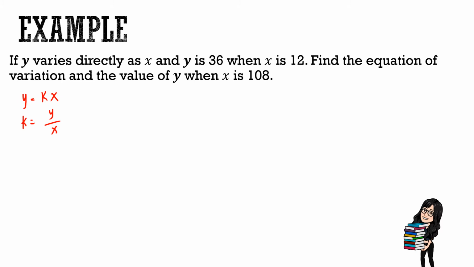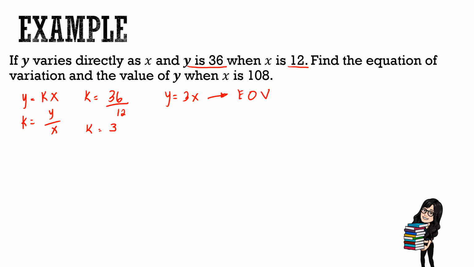Now let's substitute one by one the given. So we have k is equal to, the value of y is 36 and the value of x is 12. Dividing it, k will be equal to 3. Now, since we already know the value of k, we can now answer the first question, which is find the equation of the variation. So we'll just simply substitute the given value of k to our original equation, which is y equals kx. So we have y is equal to 3x. This is now your equation of the variation.